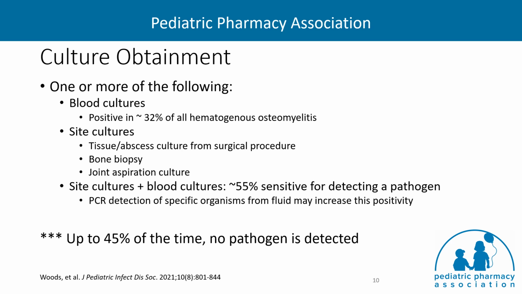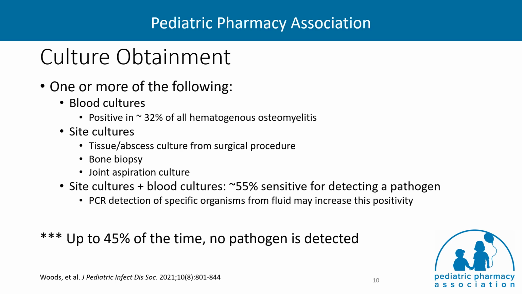Now, this is typically referring to site or traditional culture methods, meaning putting it in a culture media, seeing if things grow. And based off of these procedures, typically a site culture and a blood culture combined, you're going to get better yield than just a blood culture or just a site culture, with about 55% sensitivity for detecting an actual pathogen.